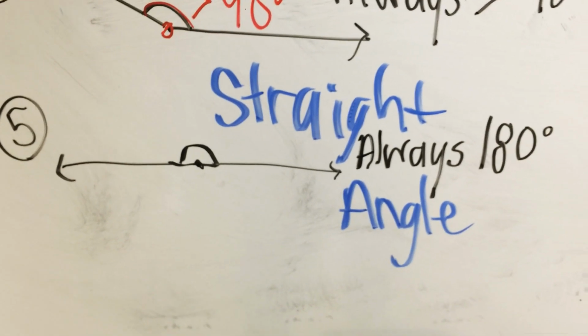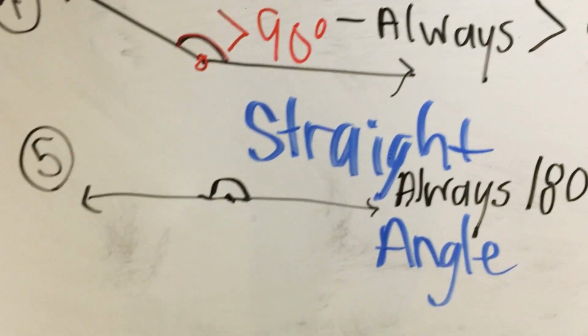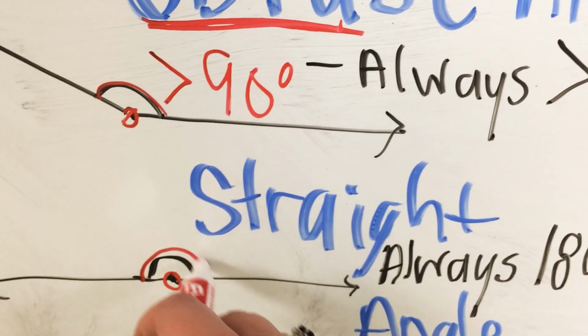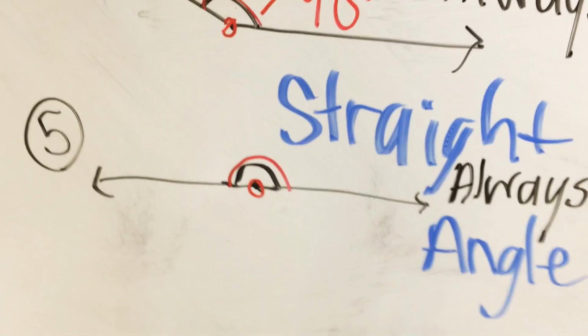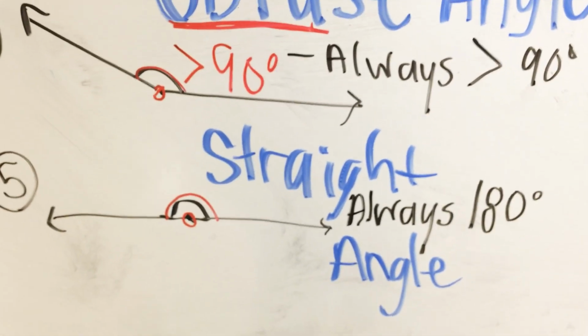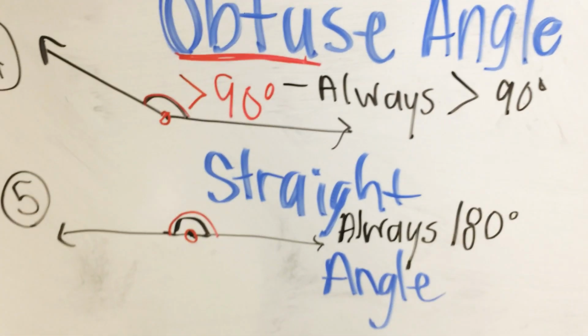A straight angle is 180 degrees always. Now it looks like a line, but notice there's the vertex in the middle and then your angle sign showing that this is an angle, okay? If it's a straight angle, it's always going to be 180 degrees without fail, okay?